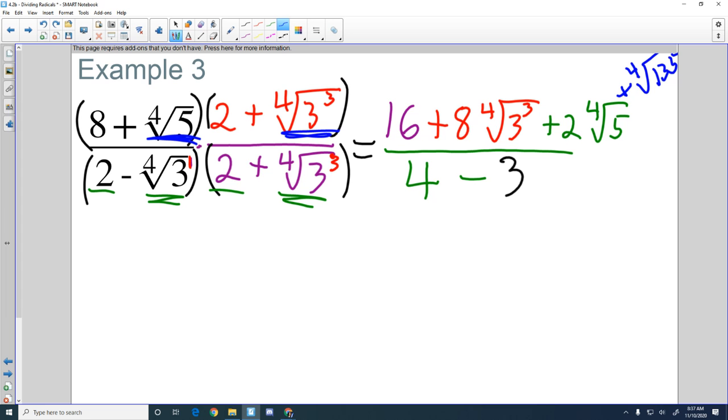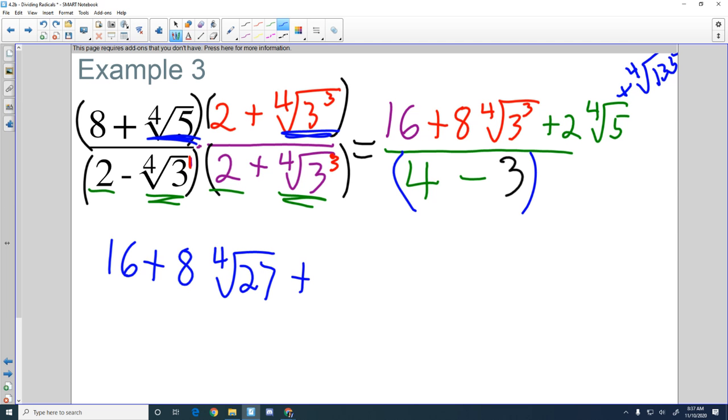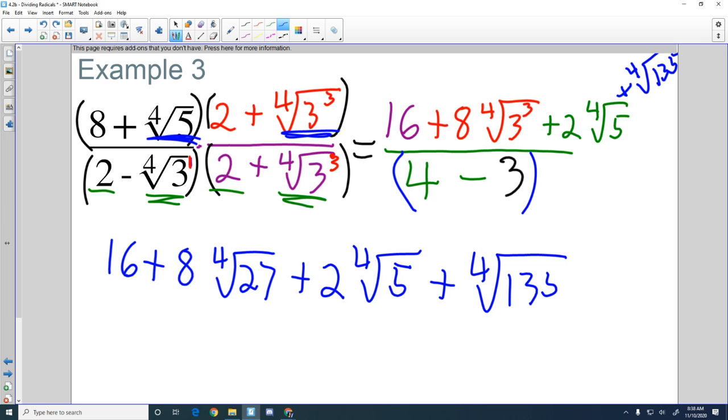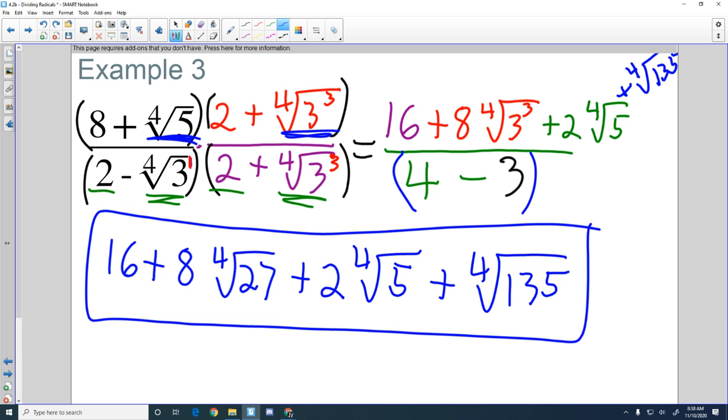So the final answer, first off, in my denominator, I have 4 minus 3, which is just 1, which is nice. And so I'm left with just 16 plus 8 4th root of 27, because 3 times 3 times 3 is 27, plus 2 4th root of 5, plus 4th root of 135. And all of those terms are different, right? Everyone's got a different radical. So that right there is the final answer.